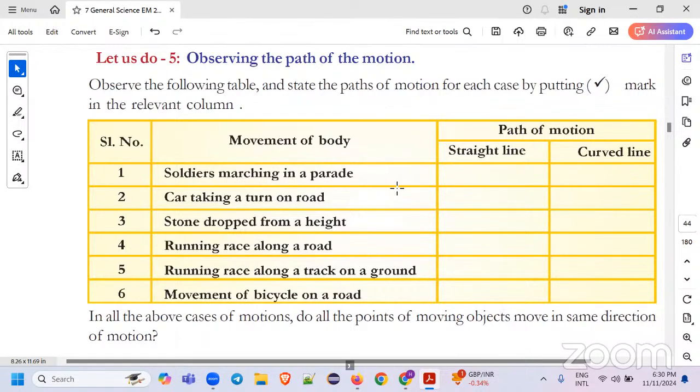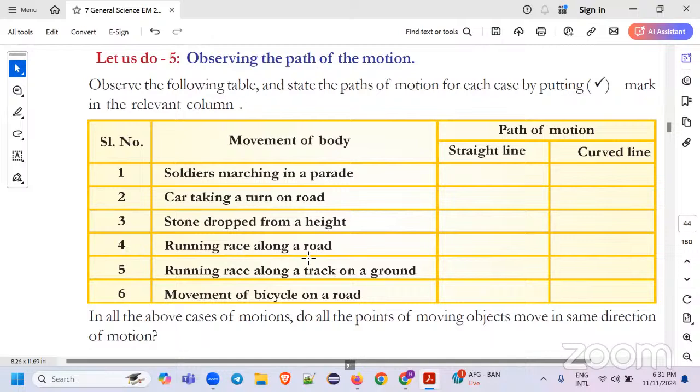Soldiers marching in a parade. Is it a straight line or a curved path? The parade takes place in a straight line. Car taking a turn on the road. Is it a straight line or a curved line? Of course, it is a curved line. A stone dropped from a certain height. We are not saying a stone thrown, just a stone dropped from a certain height. Certainly, it has a straight line path.